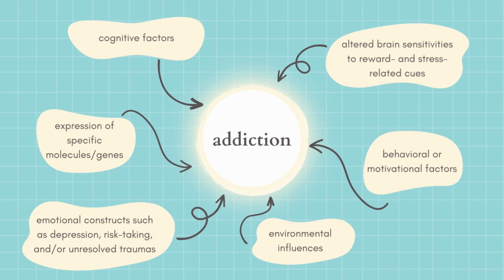Addiction is known to affect the neural networks involved in the reward circuit, inhibitory control, stress, emotional processing, learning, and memory. There are multiple proposed pathways that lead to addiction, and they involve the release of specific neurotransmitters which alter the brain's sensitivity to reward and stress cues and environmental influences. Additionally, factors like cognitive, behavioral, motivational, and emotional constructs such as depression, risk-taking, and/or unresolved trauma also play a part in the pathway to addiction.